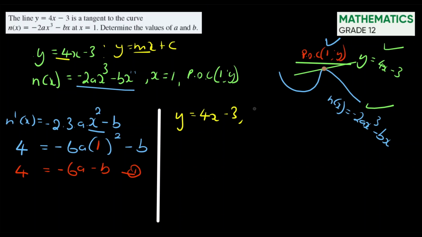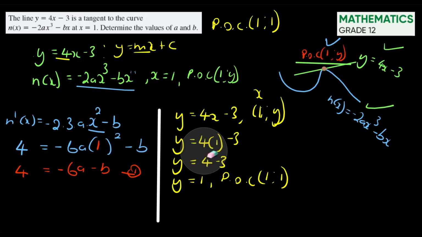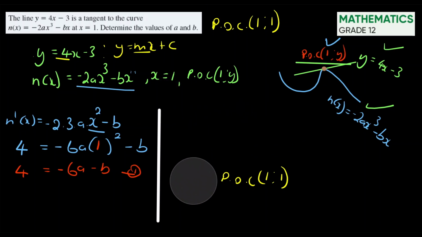We know that the point of contact lies on this graph, so we can just substitute x so that we can find out what y is. We go ahead and say y equals 4 times 1 minus 3, which would be y equals 4 minus 3, which would be y equals 1. So therefore, the point of contact is (1, 1). So why is this important? This point of contact will help us to develop the second equation.